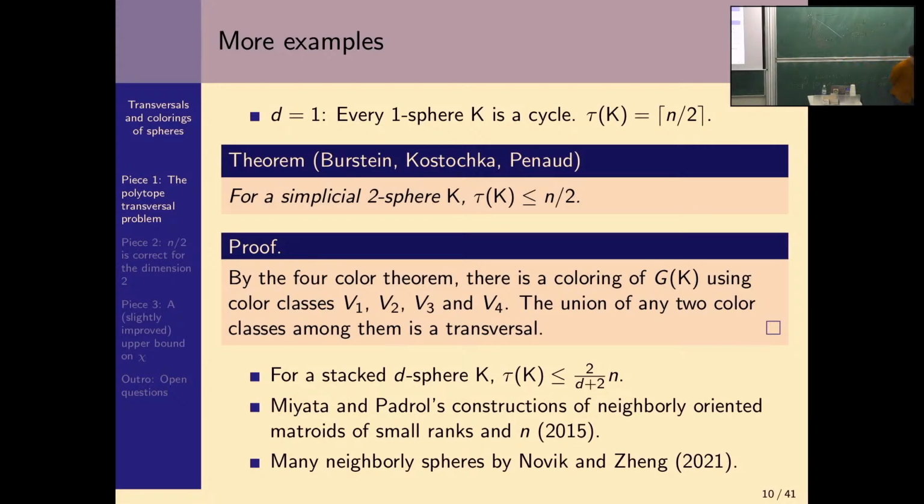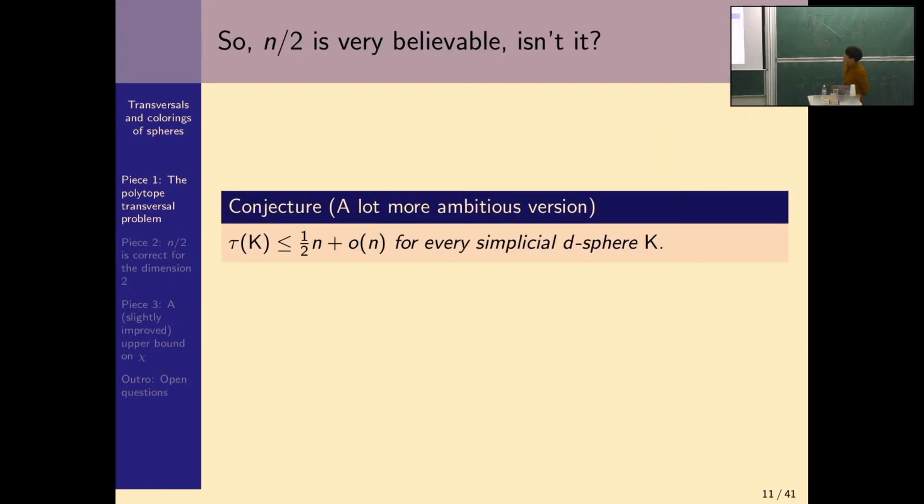They even satisfy a stronger property, but anyway, I'll proceed. If you see all the results like this, especially the last result about the neighborly spheres, if you think that the neighborly spheres should have a larger transversal number, then this n over 2 bound looks very promising. So I asked this more general question to many places and to many people, and usually they believe it.